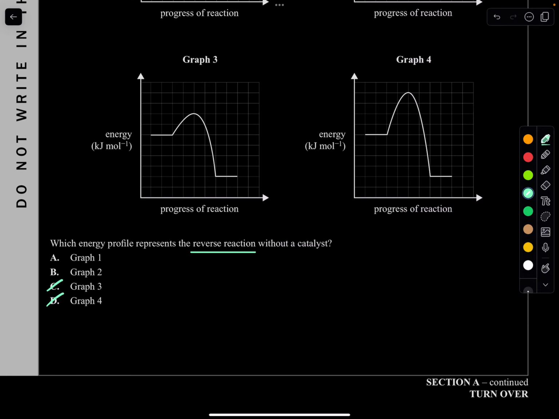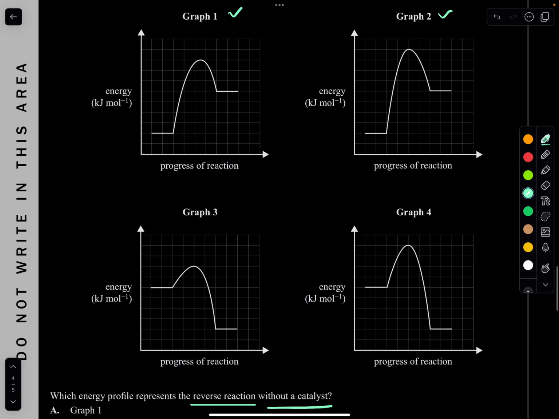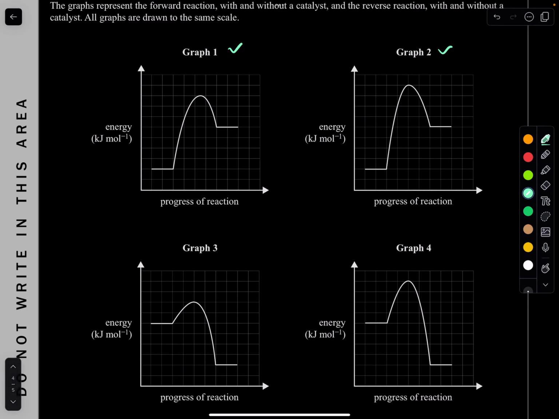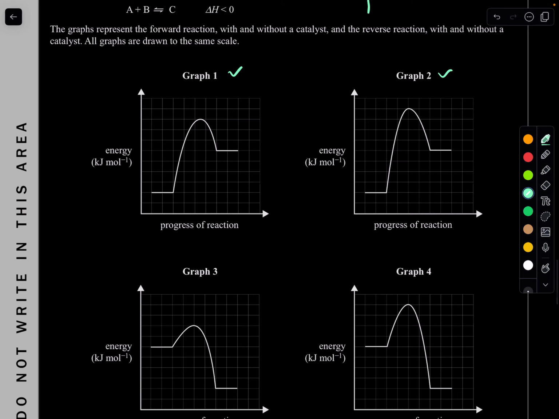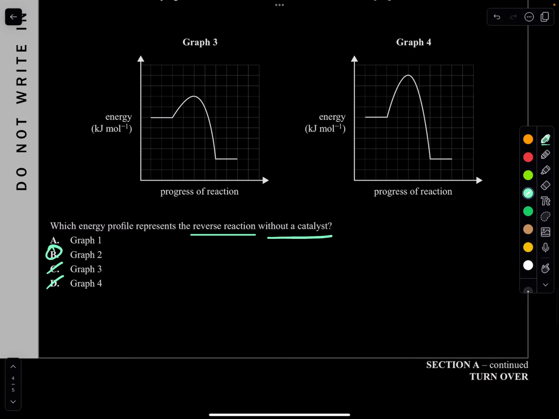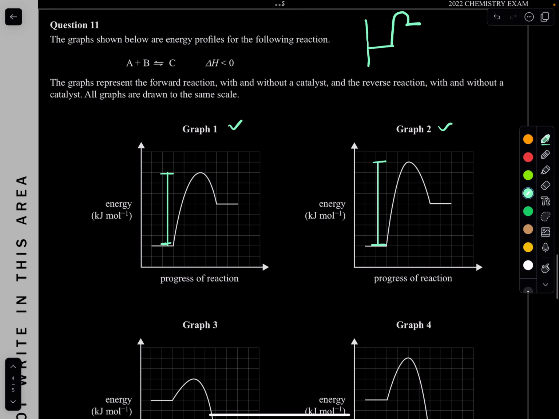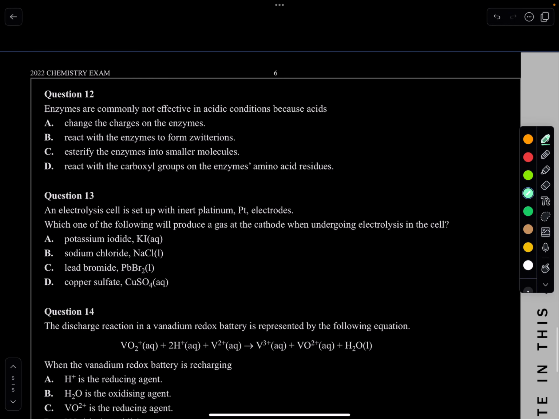Now, it's saying without a catalyst. Remember, if you have a catalyst, your activation energy is less. Without a catalyst, your activation energy is higher. So we can see that, comparing 1 and 2, 2 actually has a higher activation energy. So graph 2 is without a catalyst. So B. Easy. 11B. Next question, 12.